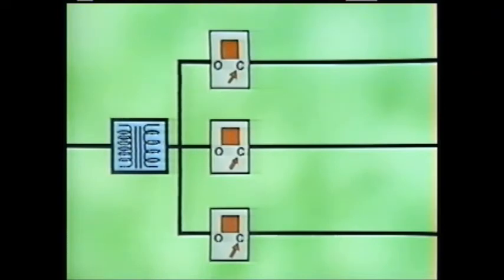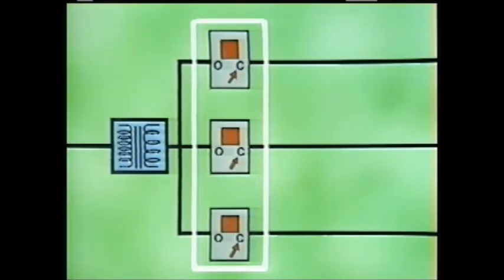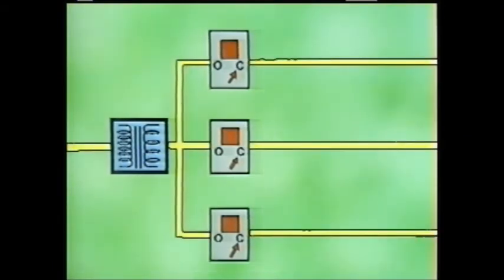We'll return to our drawing and see what happens when a fault occurs on a feeder. Now, keep in mind that we've slowed down the sequence of events for our explanation. In reality, protective devices are designed to respond very rapidly in order to protect the system. At this moment, the distribution system is operating normally. All circuit breakers are closed and all feeders are energized.